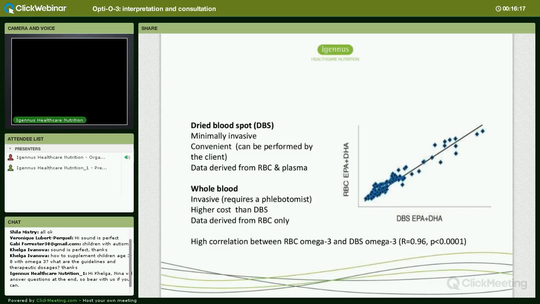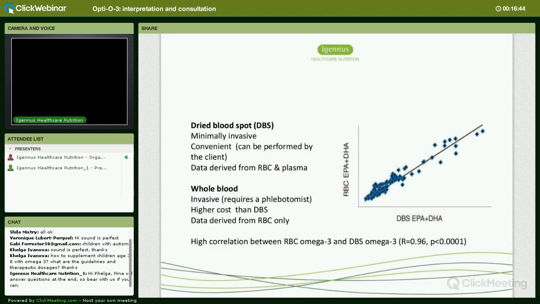Okay, so the purpose of this slide is to highlight the fact that dried blood spot EPA and DHA is highly correlated with red blood cell EPA and DHA. So red blood cell EPA and DHA is derived from whole blood. Dried blood spot is derived from red blood cell and plasma.